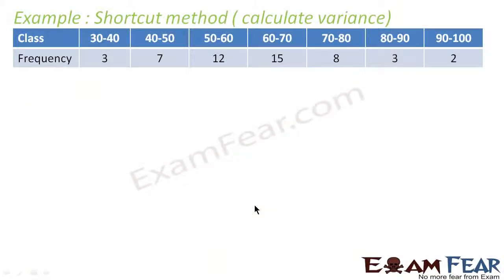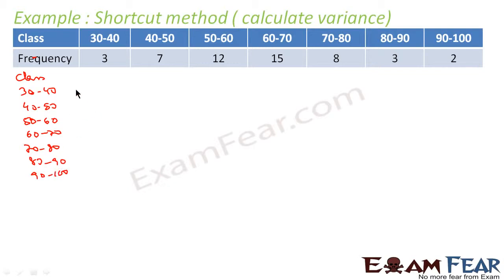In this example, we have to use the shortcut method to calculate variance. Let's write the class first, because for variance the first thing we need to find is the midpoint, since this is continuous frequency. The classes here will be 30 to 40, 40 to 50, 50 to 60, 60 to 70, 70 to 80, 80 to 90, and 90 to 100.